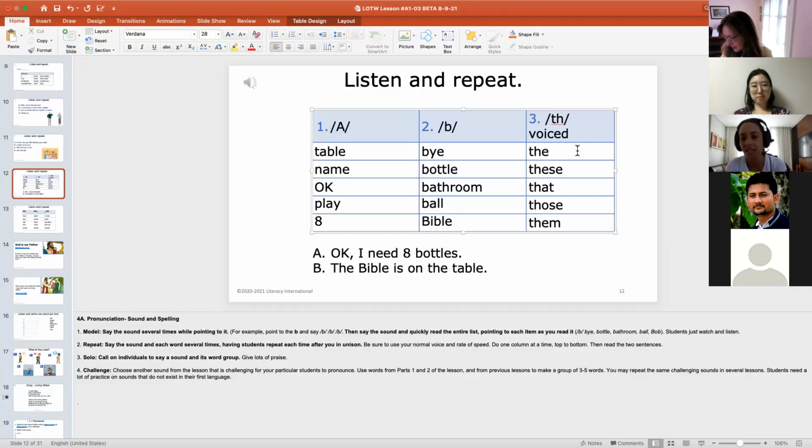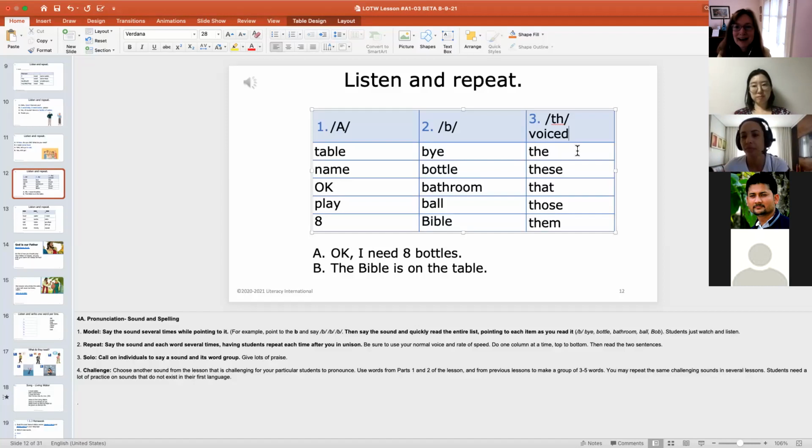You can also do things like holding a sheet of paper in front. So if I have a sheet of paper, they can see the paper move and notice that the breath is coming, but also their throat is vibrating when they do that.